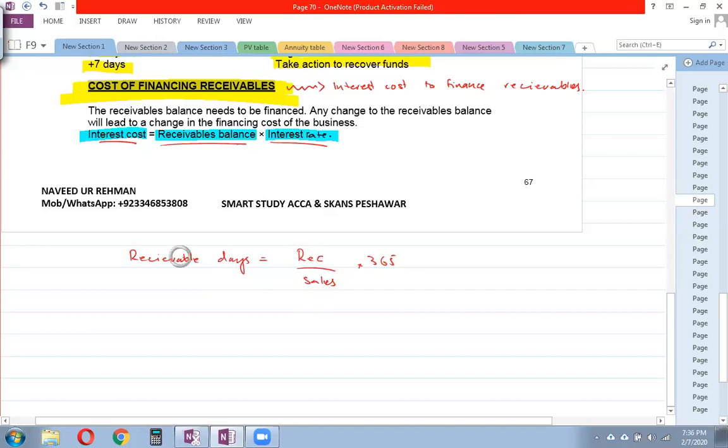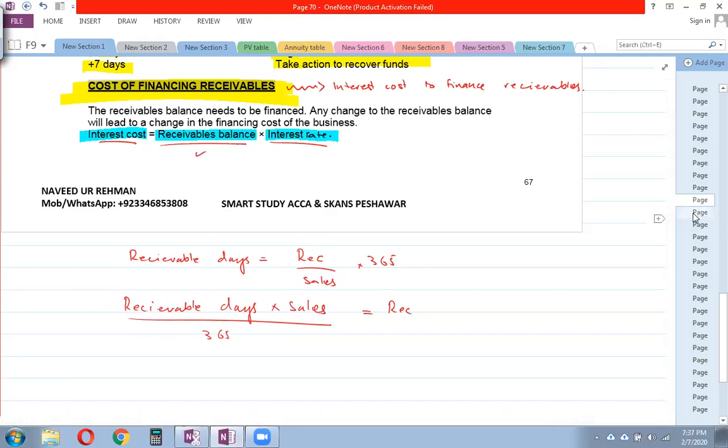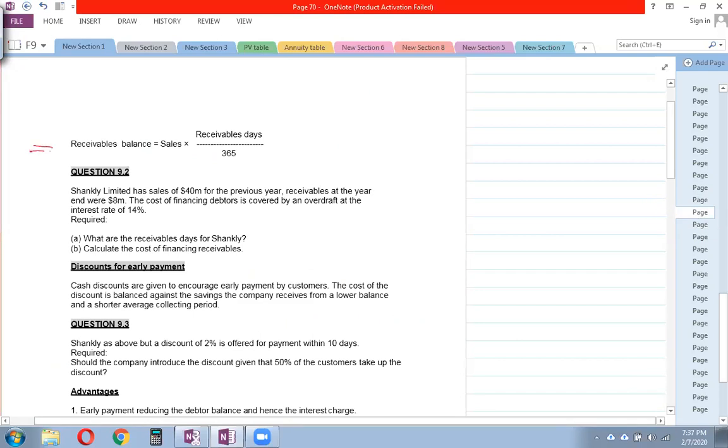So your receivables, the sales is going to go to the other side of the equation, so it will become receivable days into sales divided by 365. That's how you find out your receivable balance, right? REC is the receivable balance, right? So you have to rearrange it. Let's say, for example, if you have to find the receivable balance in the exam, the formula is actually given to us on the next page, right? Receivable balance will be sales into receivable days divided by 365, right?